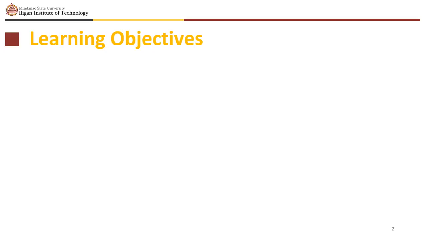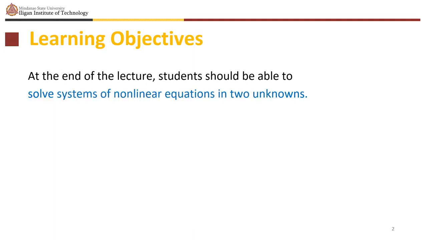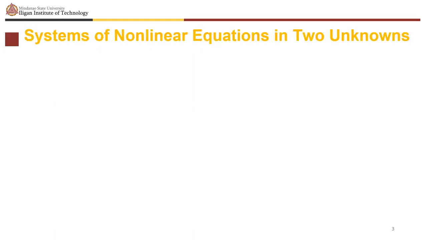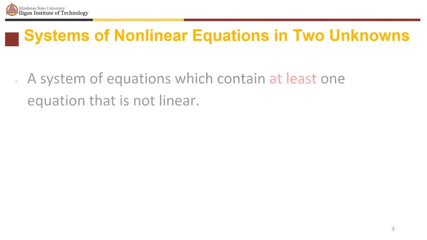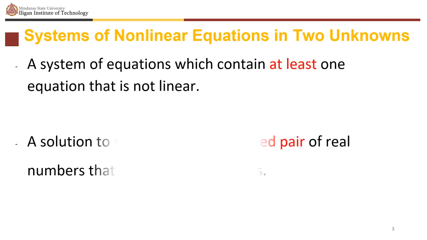We hope that at the end of this lecture, you will learn how to solve systems of nonlinear equations in two unknowns. When we say systems of nonlinear equations in two unknowns, we talk about a system of equations which contain at least one equation that is not linear. And the solution to this system is an ordered pair of real numbers that satisfy both equations.